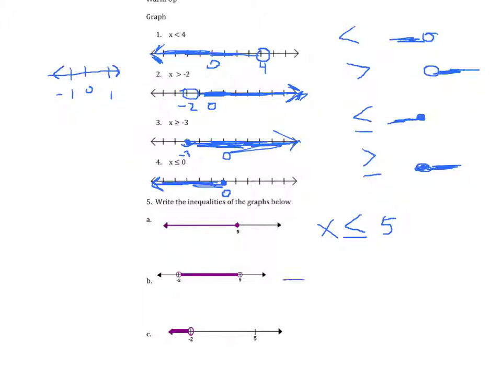5b is an in-between statement, so the solutions are between -2 and 5, and they don't have closed circles, so that means it's not going to have an equal sign on it, including those numbers, so it's -2 less than x less than 5. And that's also the same thing as saying x is greater than -2 and x is less than 5.